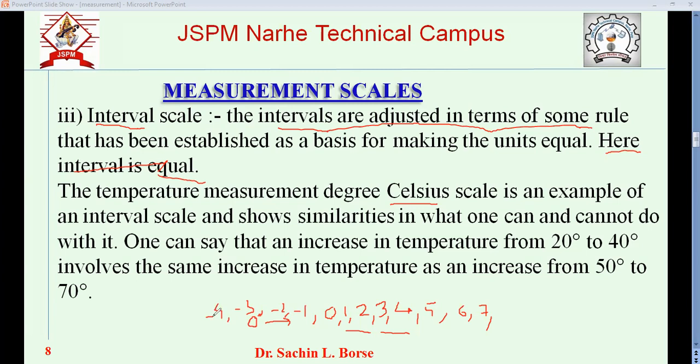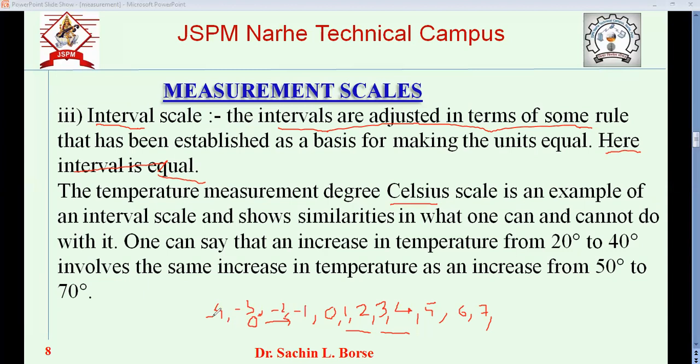Okay, we got this. So when we measure the degree Celsius, the interval is equal between the two values, from 1, 2, 3, 4, 5. If you take the difference between two consecutive values, it will be the same. So the interval is the same.